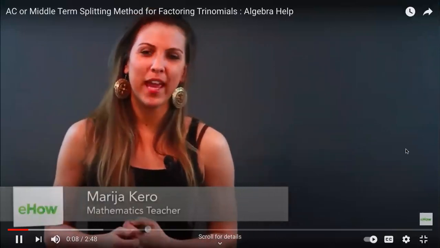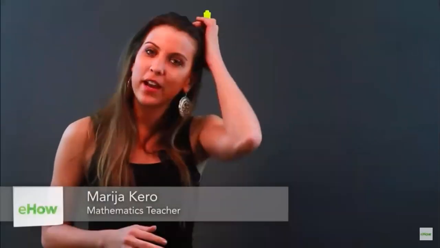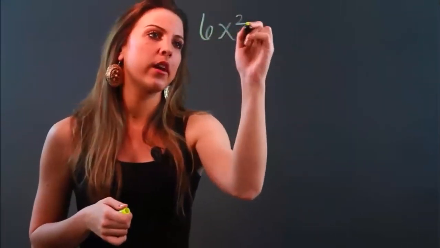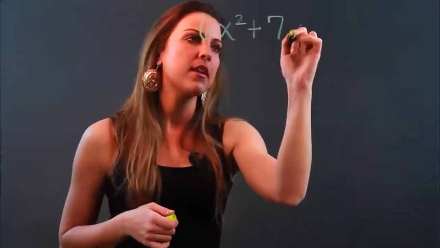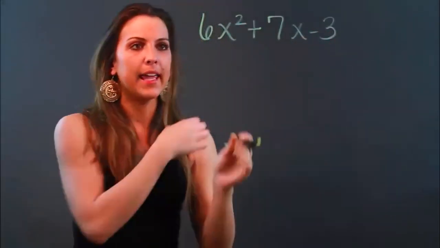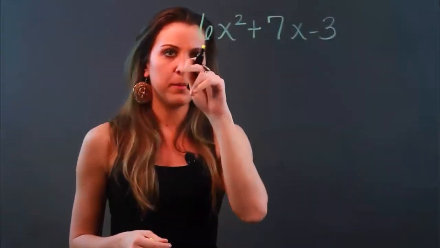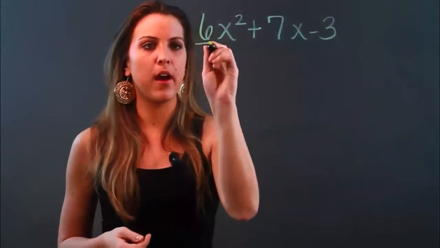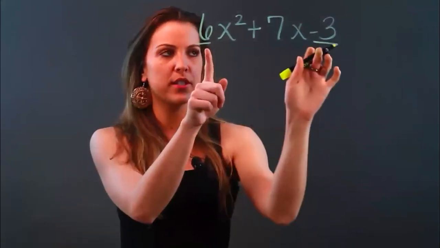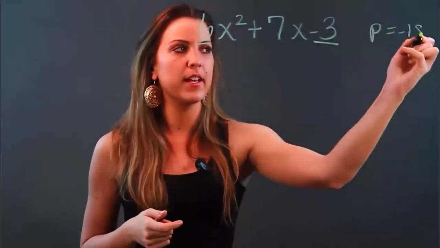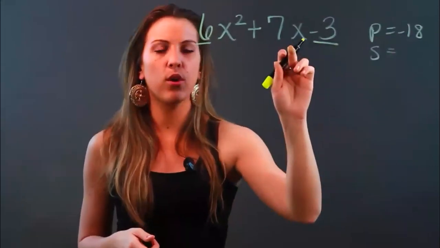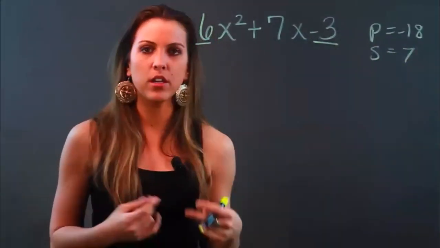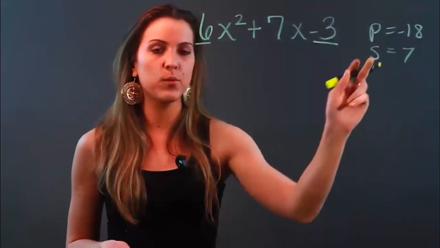Hi, my name is Maria, I'm a mathematician, and today I'm going to show you the AC splitting middle term method for factoring trinomials. So if I have the trinomial 6x squared plus 7x minus 3, I can't factor this with the regular product of the sum method because my leading coefficient is not 1. So what we do is we take the product, which is going to be A times C, the lead coefficient times the constant. So my product is negative 18, and my sum will always be the coefficient of x, so it's 7. So I'm looking for two numbers whose product is negative 18 and whose sum is 7.